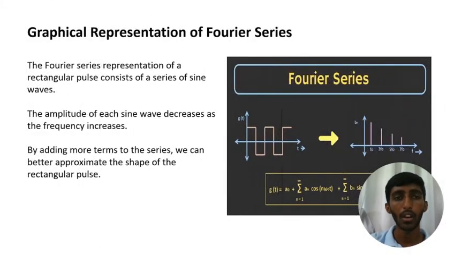Graphical representation of Fourier series. The Fourier series representation of a rectangular pulse consists of series of sine waves. The amplitude of each sine wave decreases as the frequency increases. By adding more terms to the series, we can better approximate the shape of the rectangular pulse. As you can see in the picture, this is the graphical representation of the Fourier series.